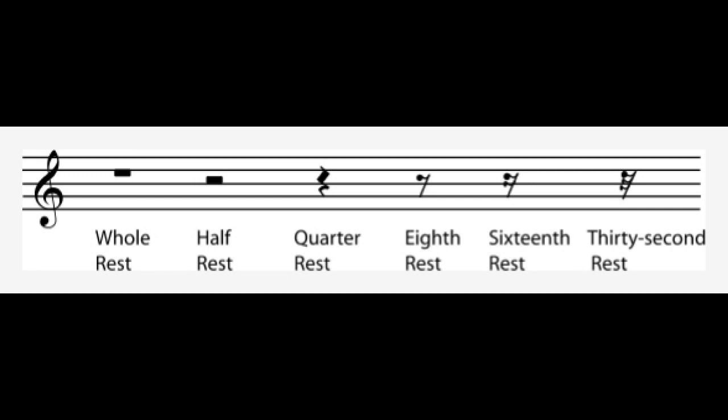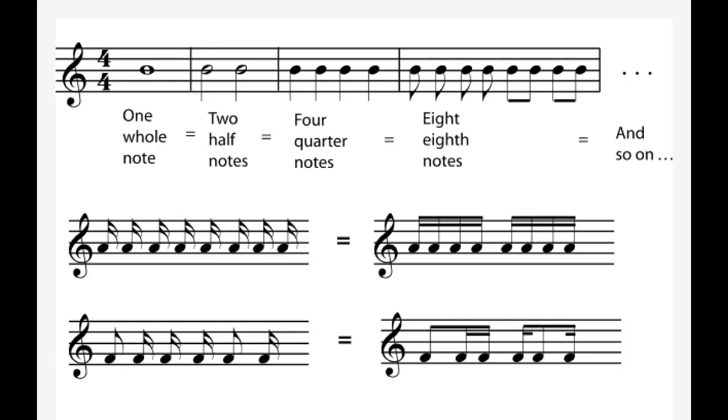A rest stands for a silence in music. For each kind of note, there is a written rest of the same length, as illustrated. Note lengths work just like fractions in arithmetic. Two half notes or four quarter notes last the same amount of time as one whole note.